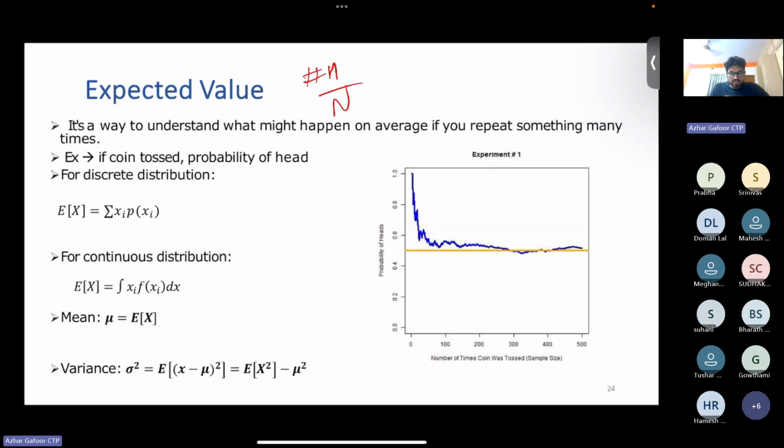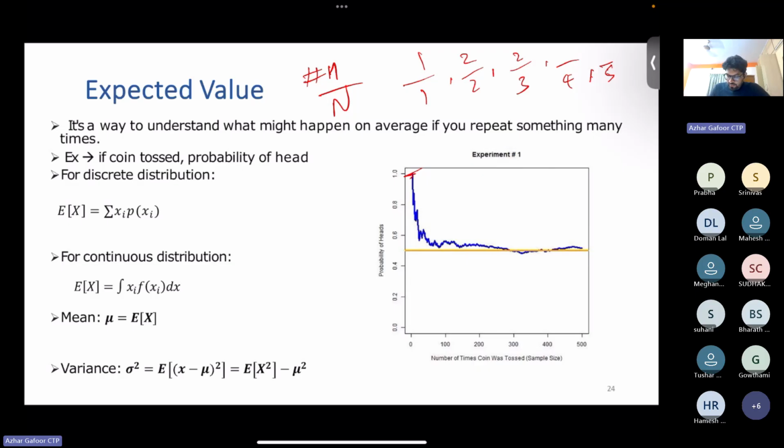Maybe in the first attempt itself we got a head, so the probability is high. In the second attempt also we got a head, so it will be 2 by 2. Again it is high. Then on increasing the number, we get one tail, so it will be 2 by 3. The number in the denominator will increase, and depending upon the number of heads or tails, the numerator can increase or stay stagnant.